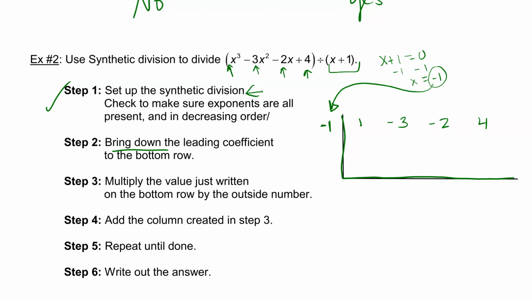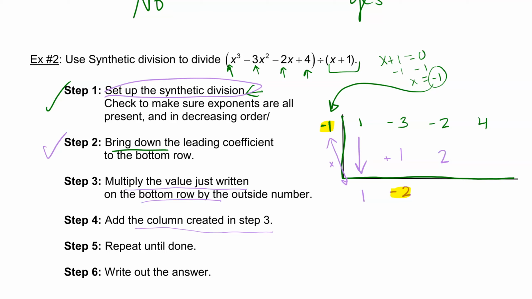The first step is bring down the leading coefficient to the bottom row. So you bring it down. All this part I wrote in green was setting up the synthetic division. Then multiply the value just written on the bottom row by the outside number. So these two, you're going to multiply. 1 times 1 is 1. Then add the column. So you add these, -3 plus 1 is -2. Then you're going to multiply 1 times -2. This is going to be -2.